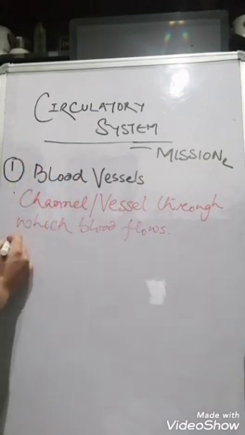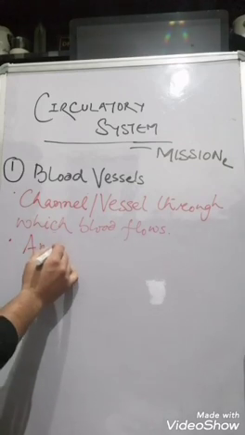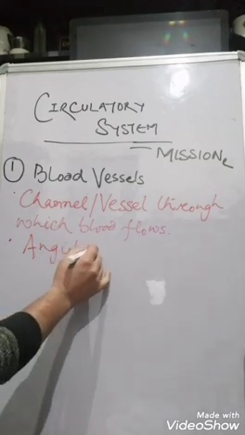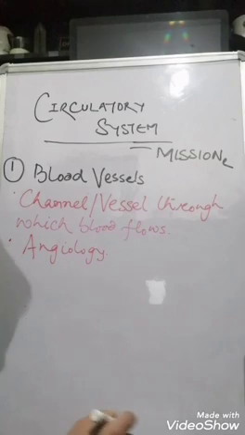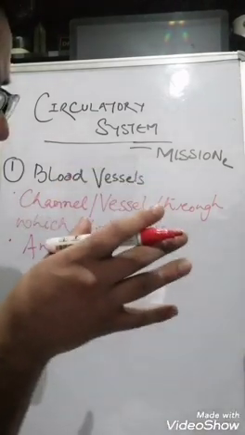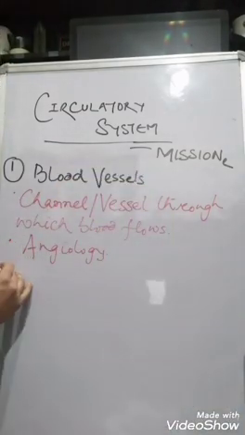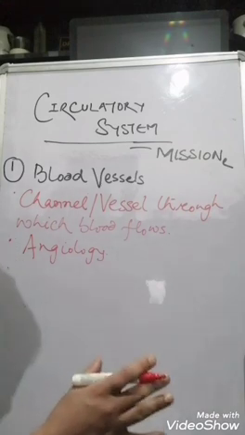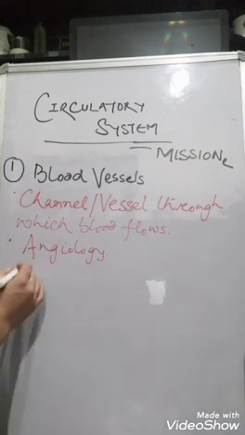And then the study of blood vessels we call angiology. So angiology is what? It is the study of the blood vessels. And you should be knowing that there are many types of blood vessels in the body. What are the different types of blood vessels?